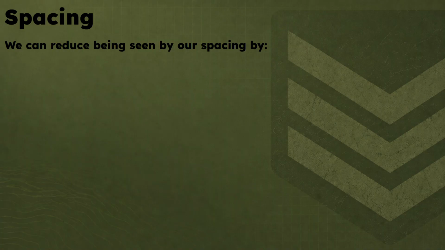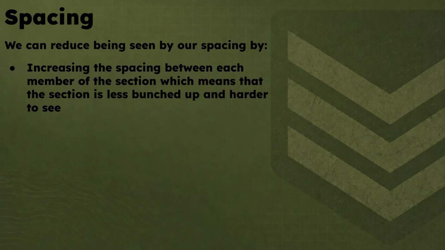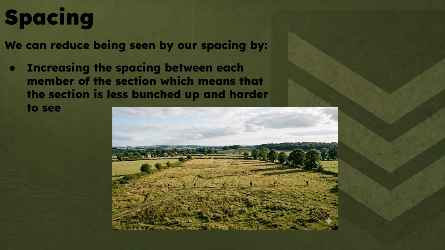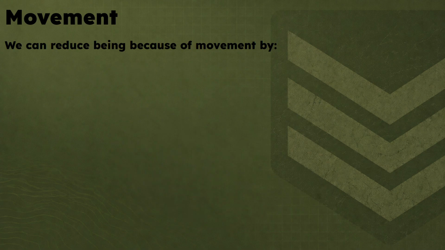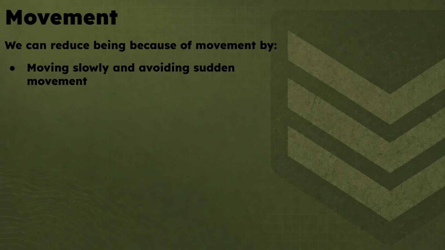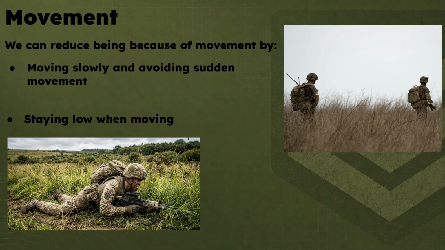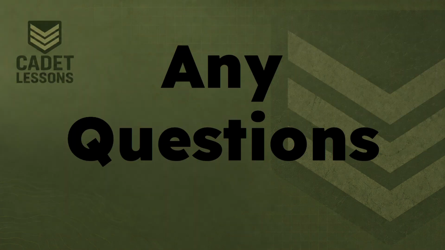Spacing. We can reduce being seen by our spacing by increasing the spacing between each member of the section, which means that the section is less bunched up and harder to see. So instead of being really bunched up like this image below, spreading out, and you can see it's very difficult to see each member of the section. Next is movement. We can reduce being seen because of our movement by moving slowly and avoiding sudden movement, and staying low when moving. For example, leopard crawl.